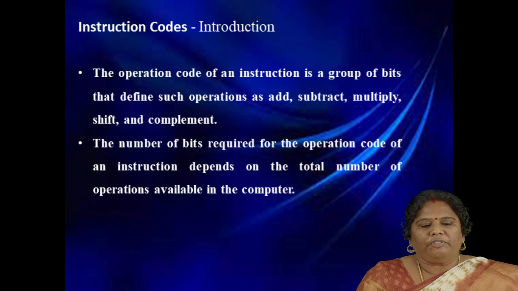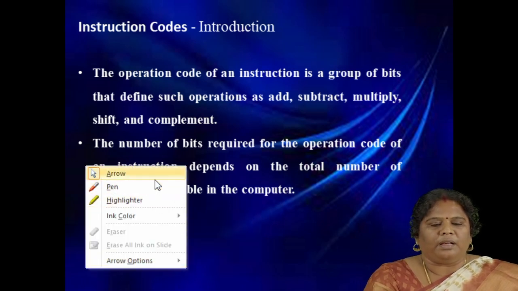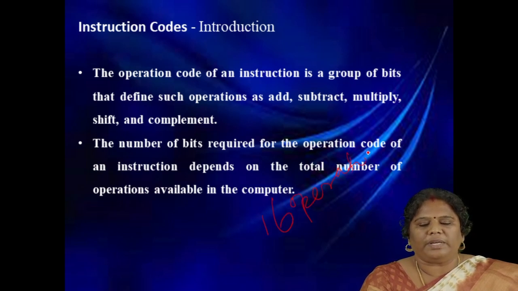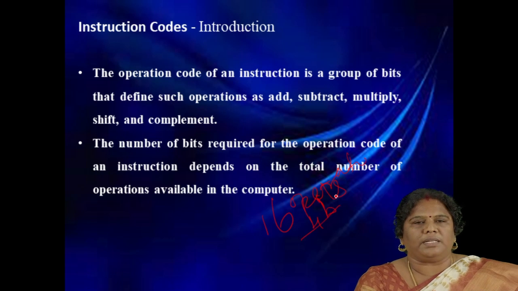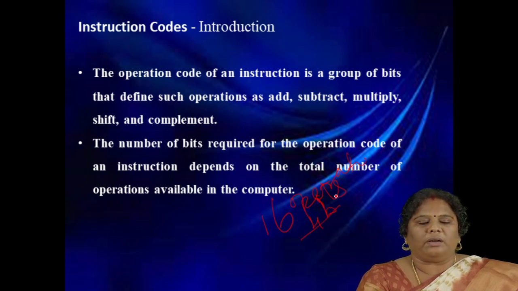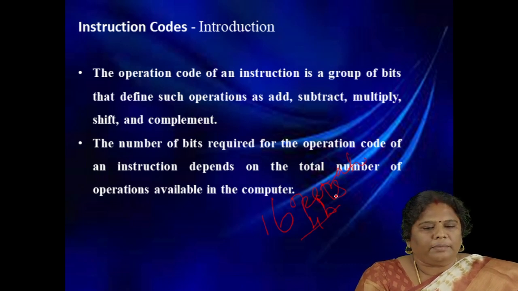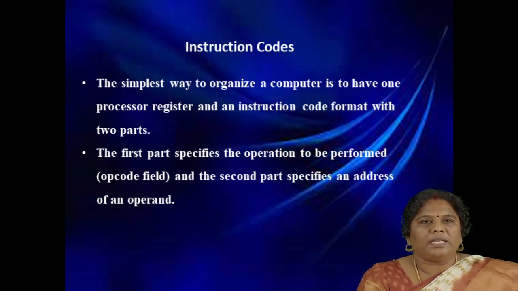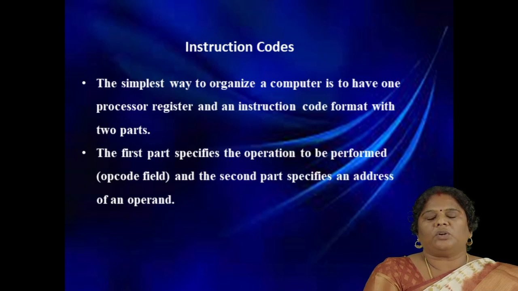For example, if our computer has to perform 16 operations, then the number of bits needed to specify the operation is 4 bits. The opcode part specifies the operation with 4 bits. 4 bits represent each and every opcode in the instruction, so the computer can perform 16 operations. Clear? Okay.